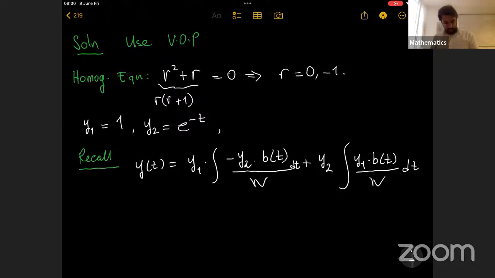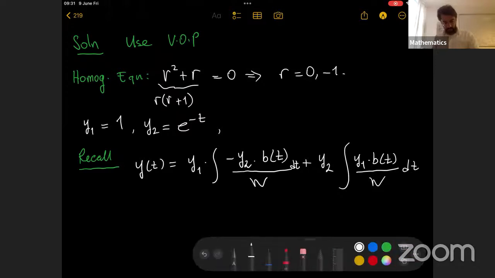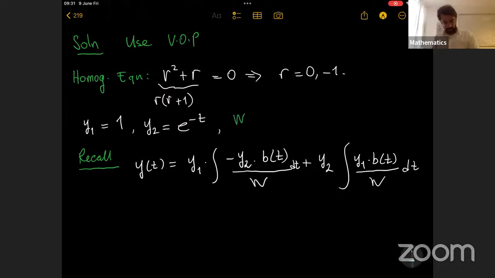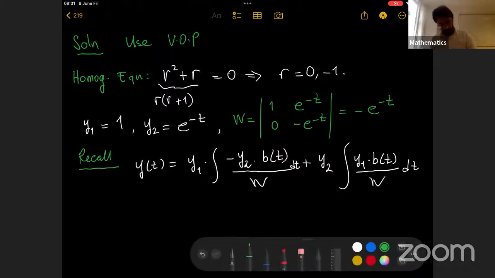Okay, what is here w? Maybe let's find w here. W is basically the determinant of 1, e to the minus t, and we take the derivatives 0 and minus e to the minus t. From this, we will get minus e to the minus t. Okay. All right.